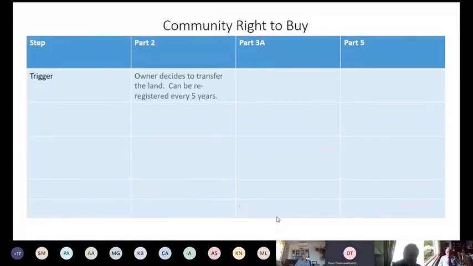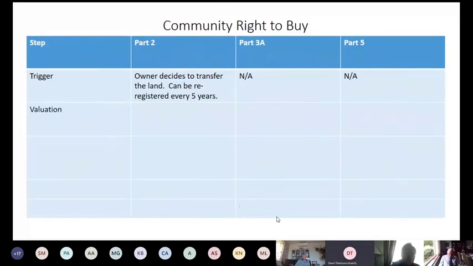The trigger. Part 2 I mentioned is a 2-stage, where the first part is a registration of interest. Second stage where the owner decides to transfer. That's the trigger. The registration, as I've said before, can be re-registered every 5 years. Under Parts 3A and 5, there is no trigger because you're already straight into the purchase element.